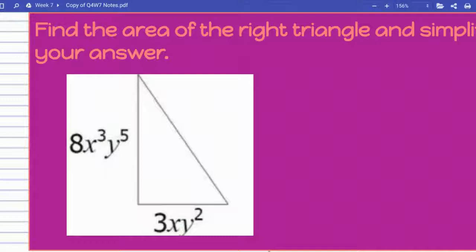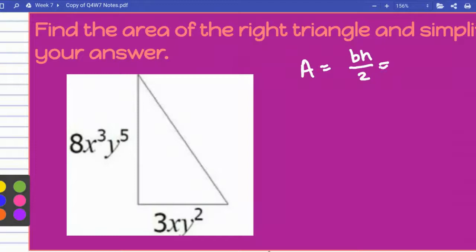and simplify our answer. So the formula for area of a triangle is base times height divided by 2. So that's going to be 8x to the third, y to the fifth, times 3x to the first, y to the second, all divided by 2. We'll combine together what we need, which is 8 times 3 divided by 2, which is going to give us 12.